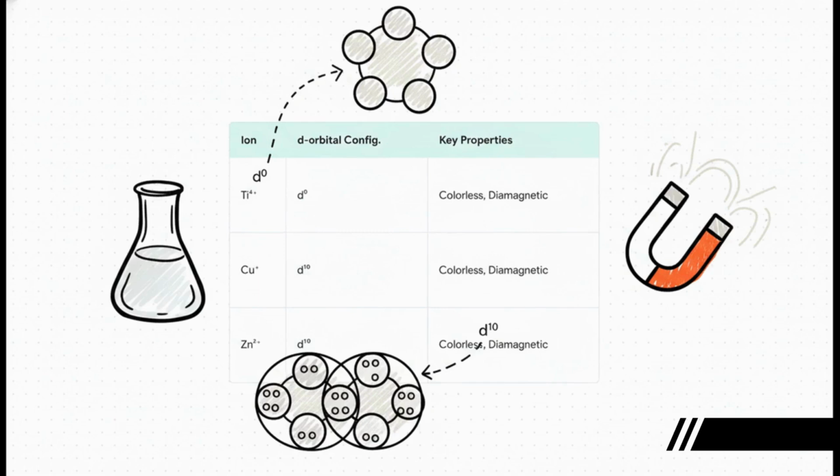Just look at the pattern. Titanium 4+ is d0. Copper+ and zinc 2+ are both d10. And because their d orbitals are either totally empty or totally full, they are both colorless and diamagnetic. This one little table connects everything we've just talked about. You master these three, you've mastered the exceptions.